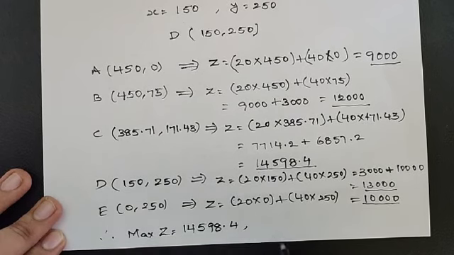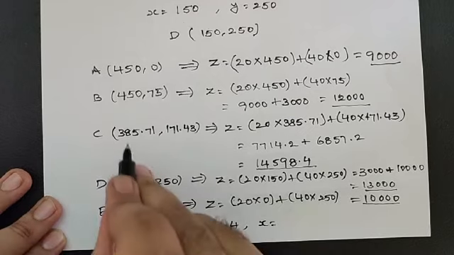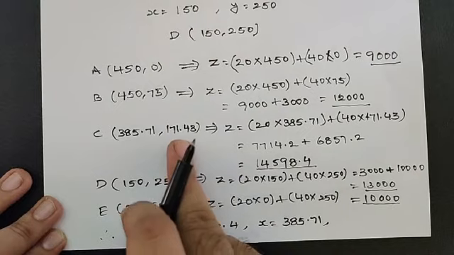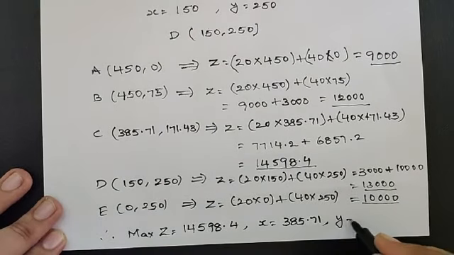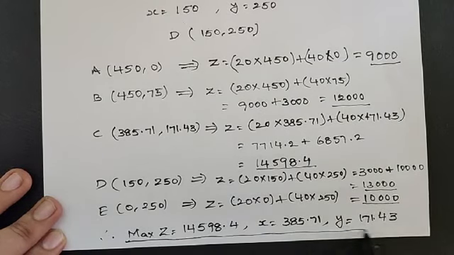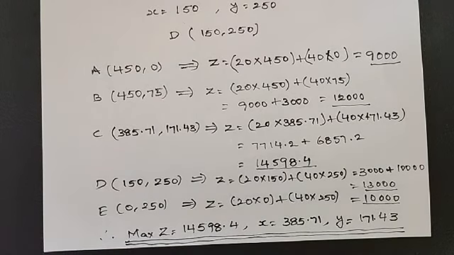Therefore the maximum value of z is 14,598.4. So how did you get this value? The value of x is 385.71 and the value of y is 171.43. So this one is the solution of the problem, right? All of you understand? So please see that. Thank you.